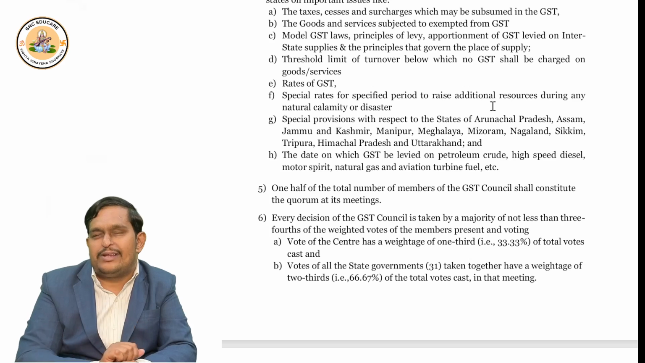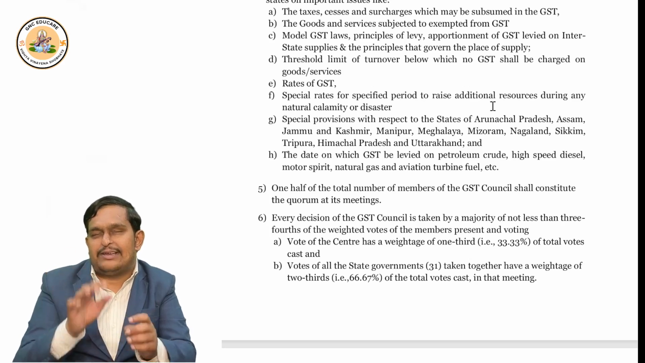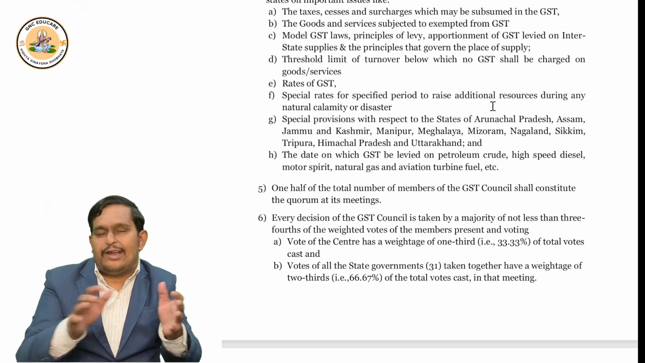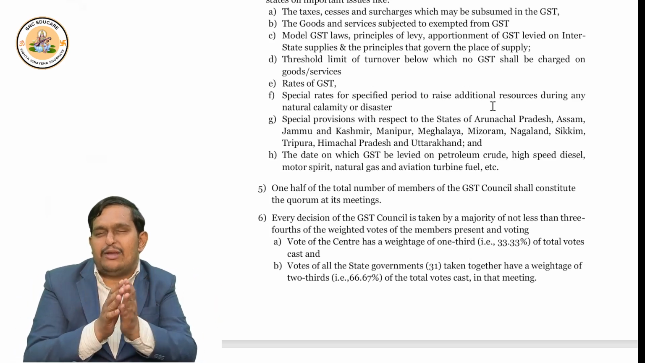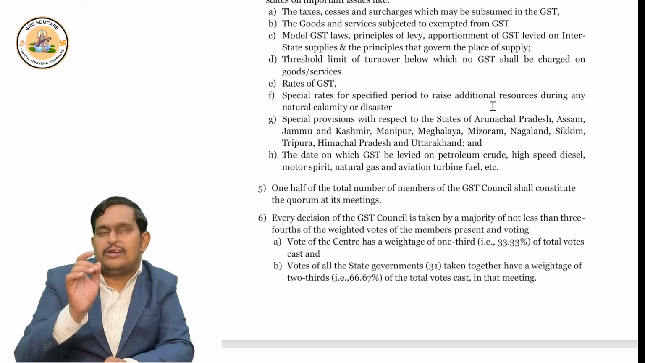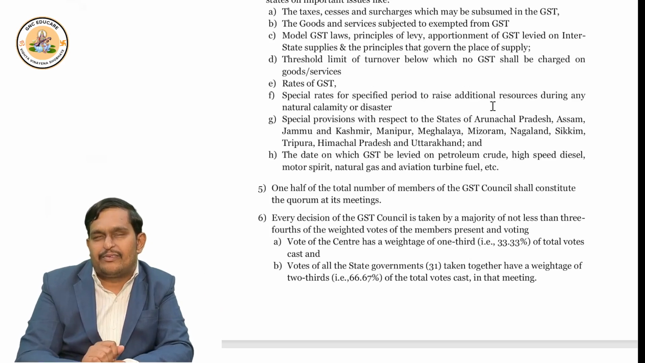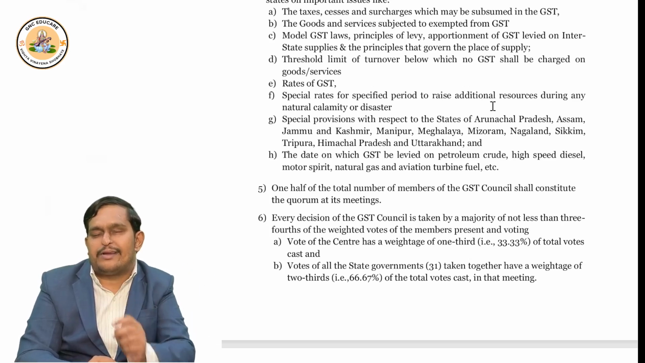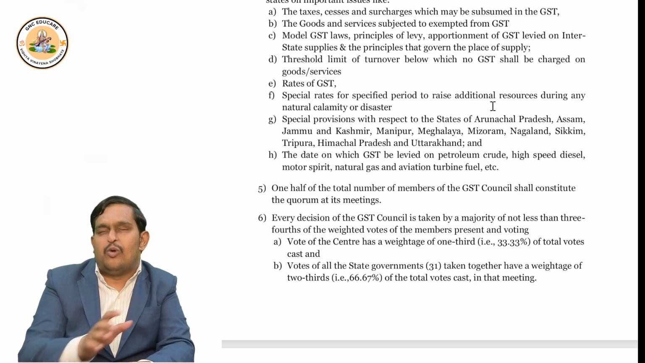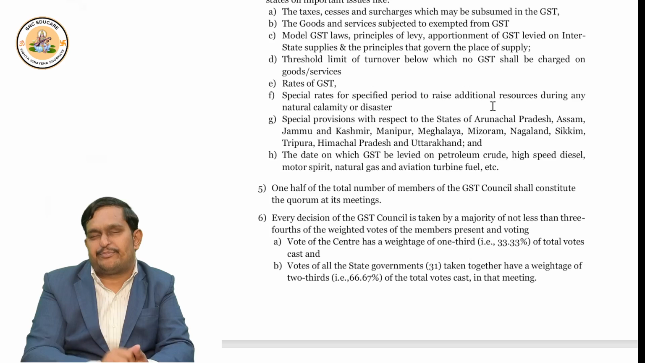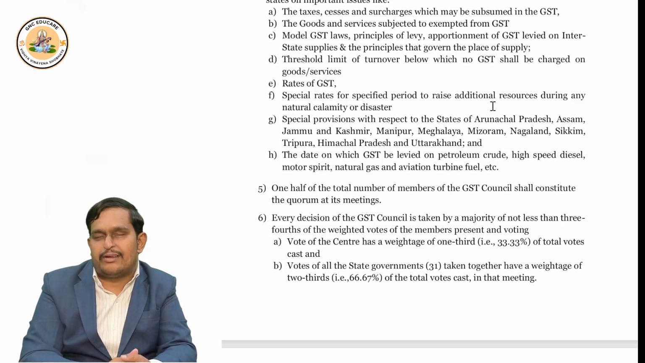Right? Attendance how much? Minimum 50%. Then only the meeting can be conducted. And after attending the meeting, whoever are present, at least 75% weighted vote should be there to take a decision. 33.33% voting power to center, 66.67% voting power to all the 31 states together. This is how you should remember.